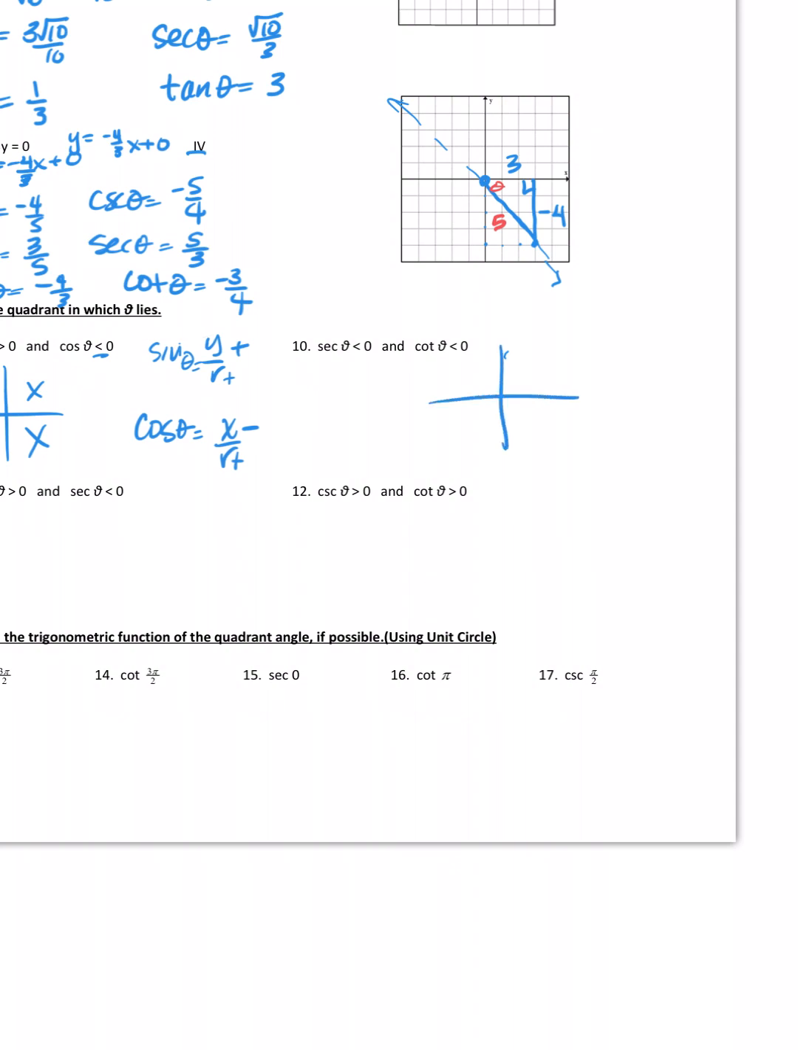Okay, secant is r over x. So again, I'm focusing on x here. If it's less than 0, that means my x's are negative. So it can't be 1, it can't be 4.